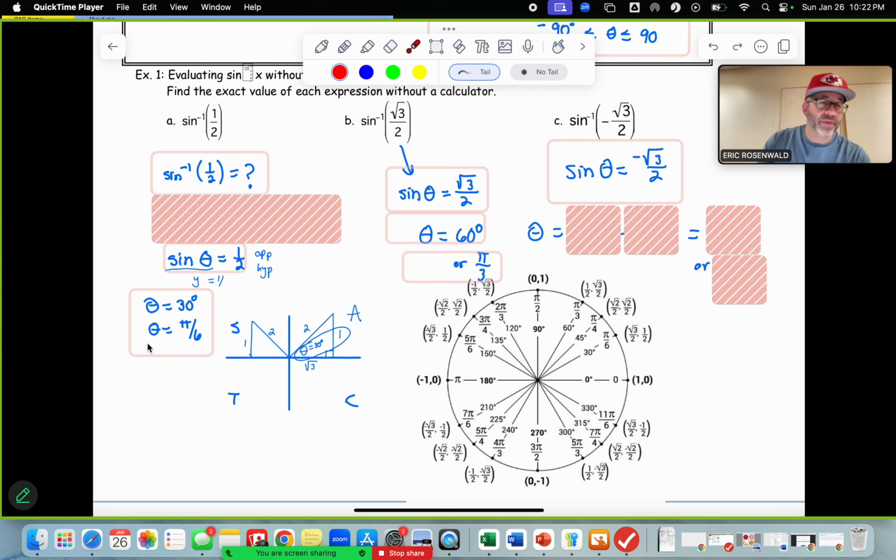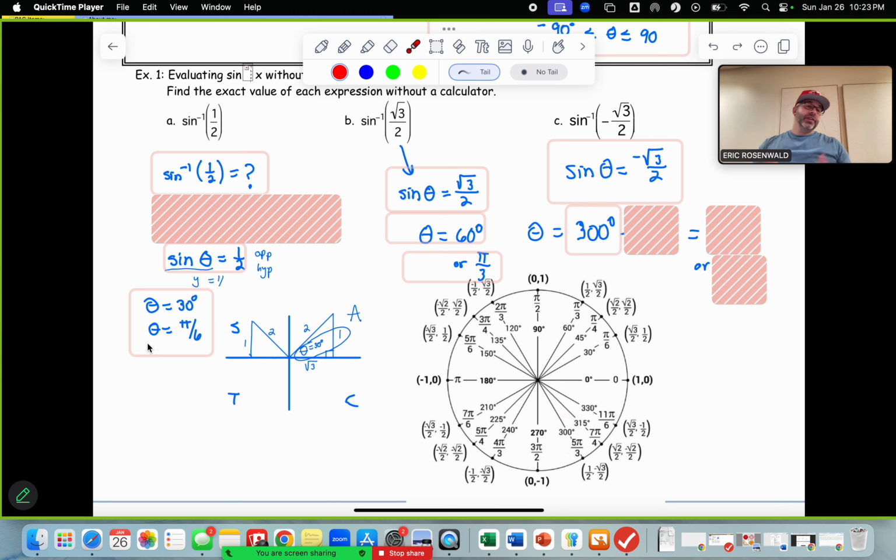Well, I don't have a negative y value in this. So what happens is I look right here, I've got a negative y value here, and it's in the fourth quadrant, and the answer for this is equal to 300 degrees. Okay, so that's 300 degrees.